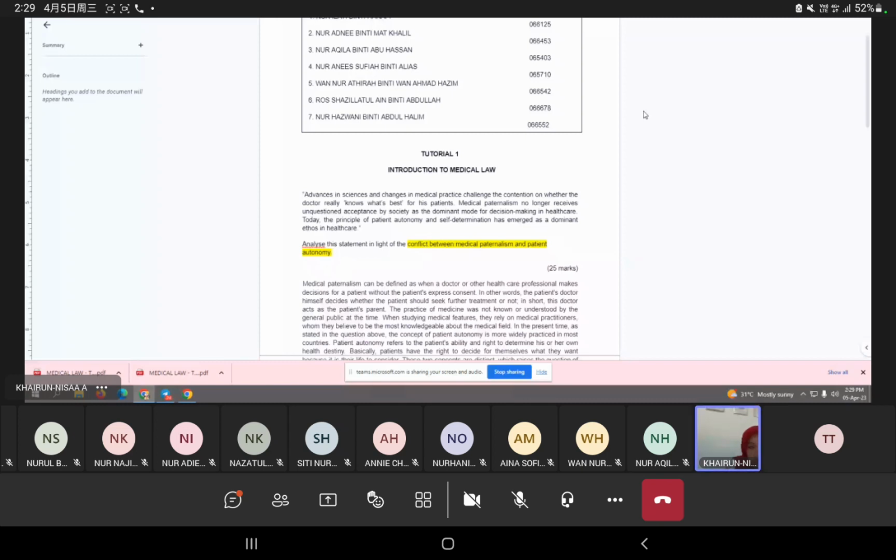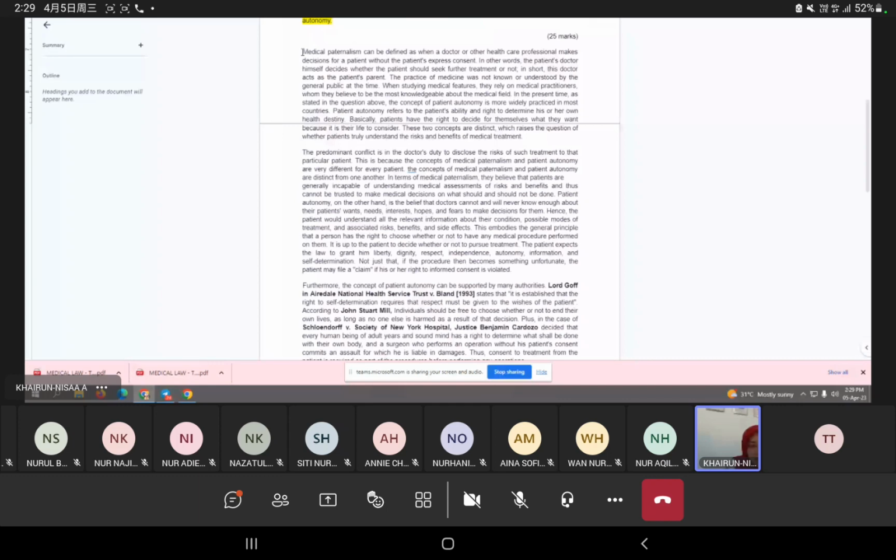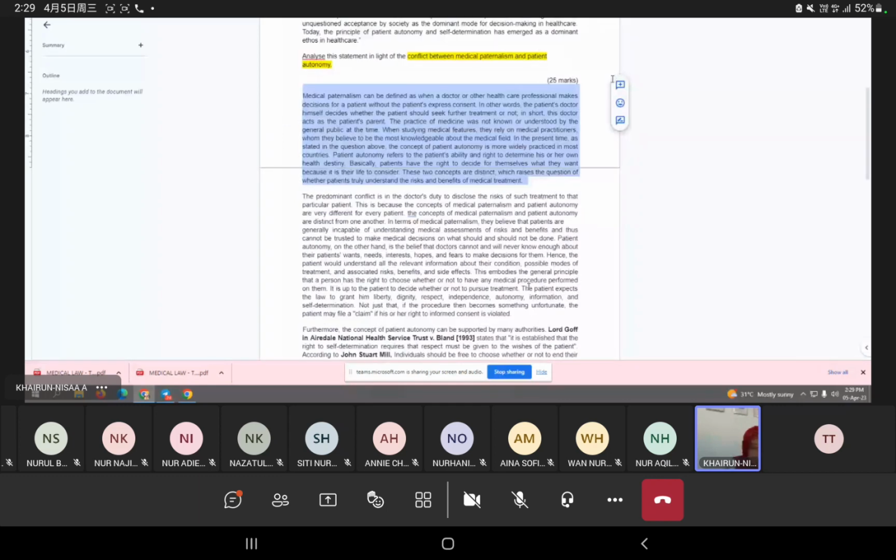Okay, first paragraph, which should be about introduction. Either you define, you elaborate, and then you give example. So this group starts with medical paternalism, the definition of medical paternalism. I think I'm going to do the editing later. So let's go through one by one first. If not, we're going to lose time.